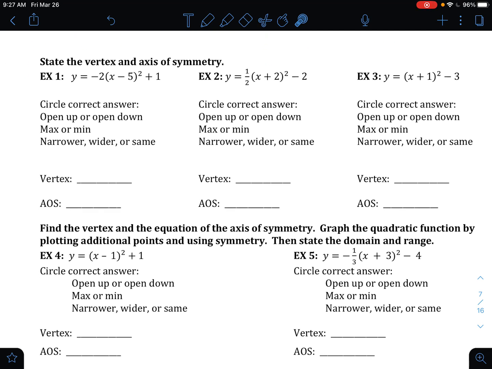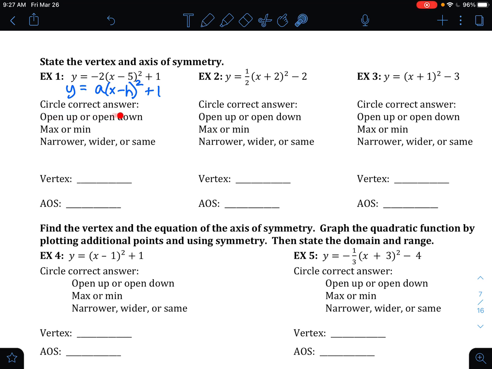Let's practice that. We're going to state the vertex and the axis of symmetry, and then I have us circling some items. So here's what I'm going to start with. I'm going to rewrite the format under these first couple problems. A times x minus h squared plus 1. Now let's do the circling.